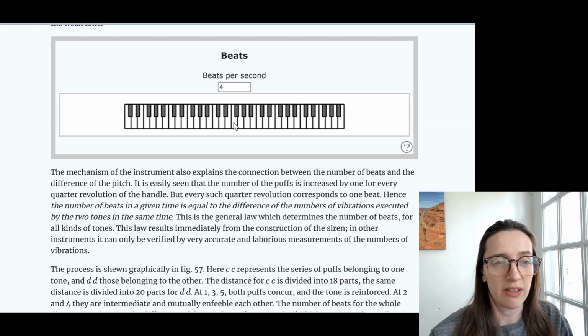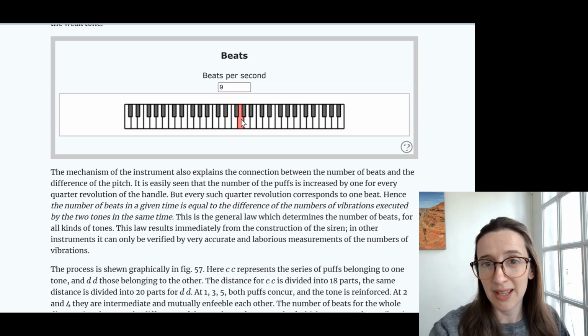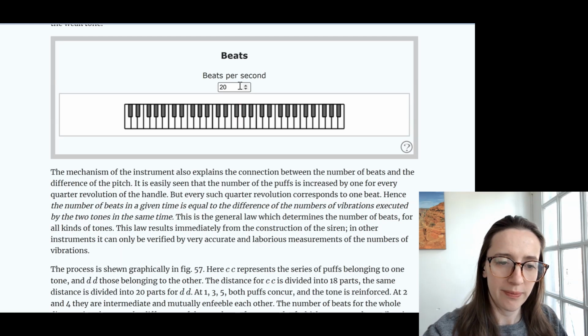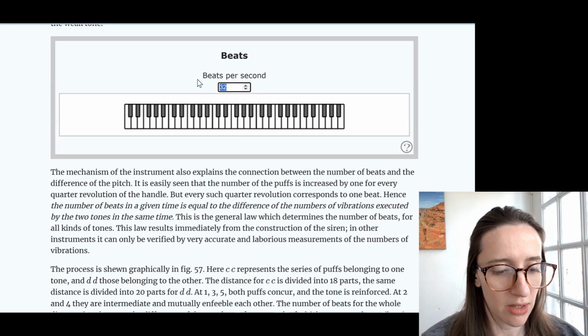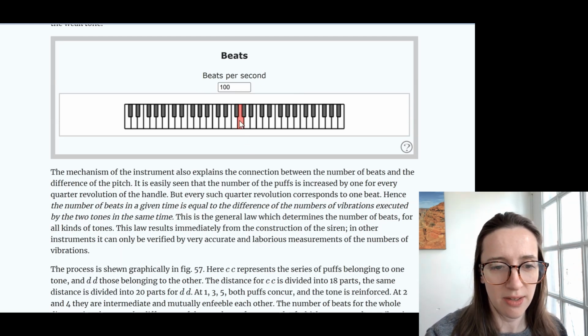That's what Helmholtz would have heard if he turned the crank once per second. And the more beats, the further apart in pitch the 2 notes. Let's go crazy. Let's go 100 beats. That sounds like a fifth.